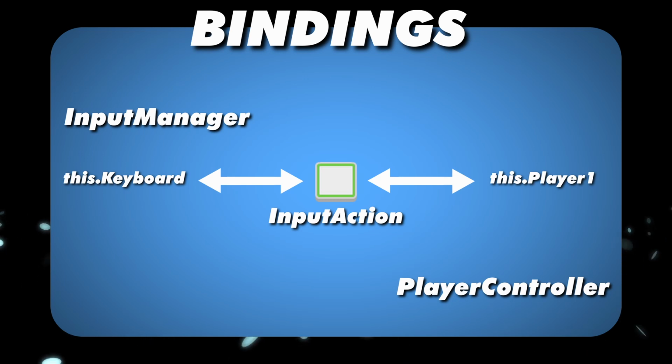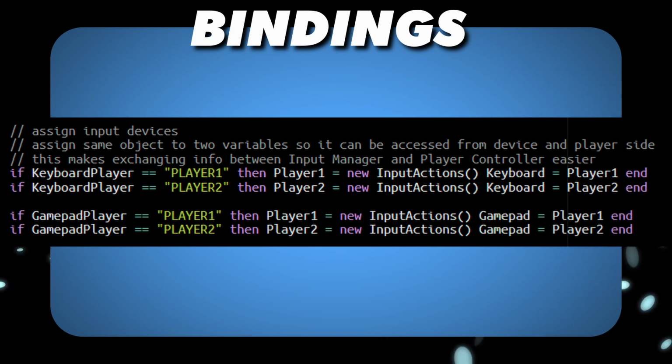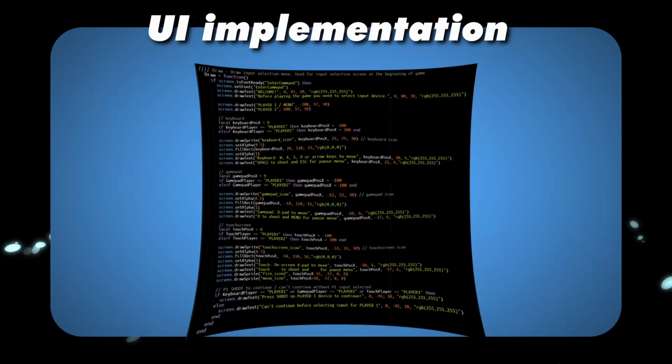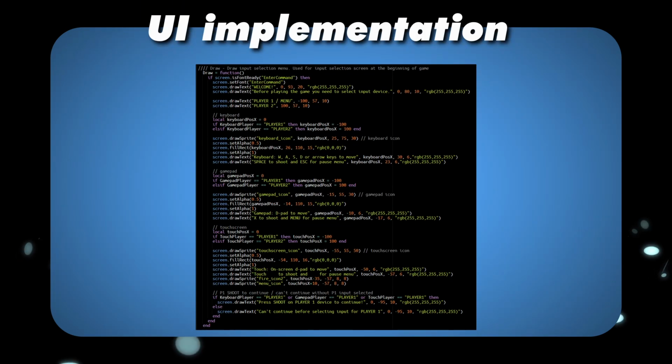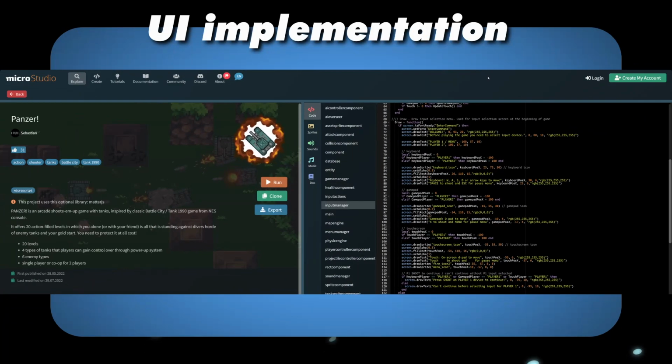Same as before, implementation is way simpler than the explanation. If player 1 selected keyboard, assign keyboard reference to player 1. If player 1 selected gamepad, assign gamepad reference instead. This way, no matter what device player 1 selected, player controller component will reach correct input action object through the player 1 reference. I'm skipping over the UI implementation here, as it would add a lot of code that doesn't really impact how Input Manager works. You can check Panzer source code over the MicroStudio website to get the full picture.